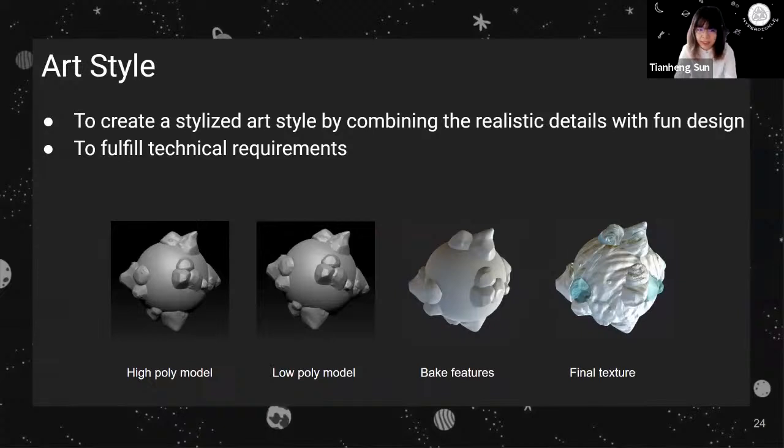For the art style, we decided to create a stylized art style by combining both the realistic details and the cartoon outlook to create more fun. Since we need to build a web game, that strictly depends on the size of the model. We first create high poly models and then remesh it and reduce the poly count to create a low poly one. Then we bake the high poly model features onto the low poly one's texture. We use the low poly model with the realistic details on it, which satisfies both the technical and aesthetic requirements.